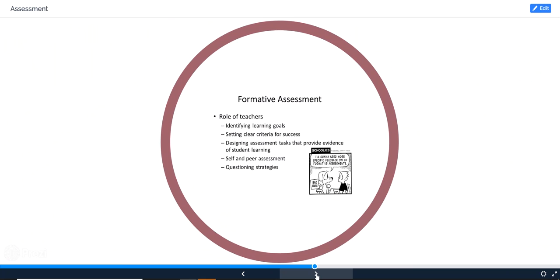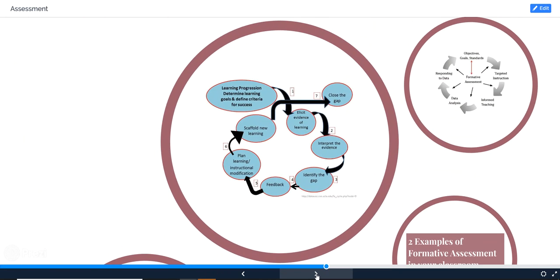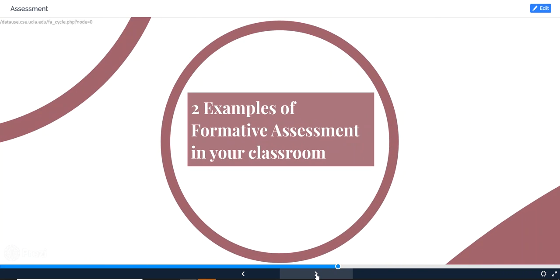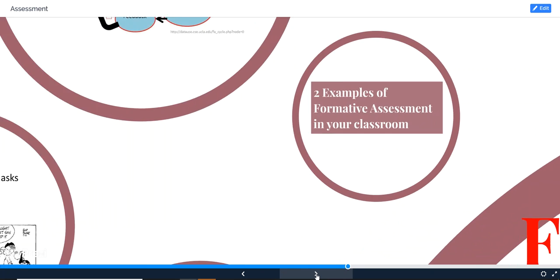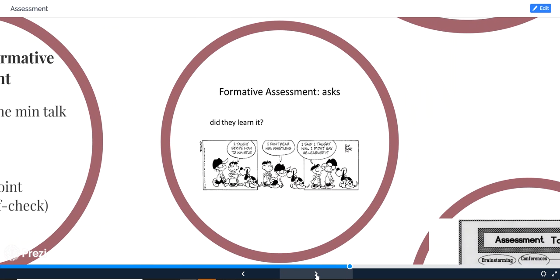Then we go into what's the role of the teacher? Identify learning goals, setting clear criteria, designing assessment, self and peer assessment, questioning strategies. This is another way for looking at the learning progression to determine learning goals and defined criteria of success. So 2 examples of formative assessment in the classroom.